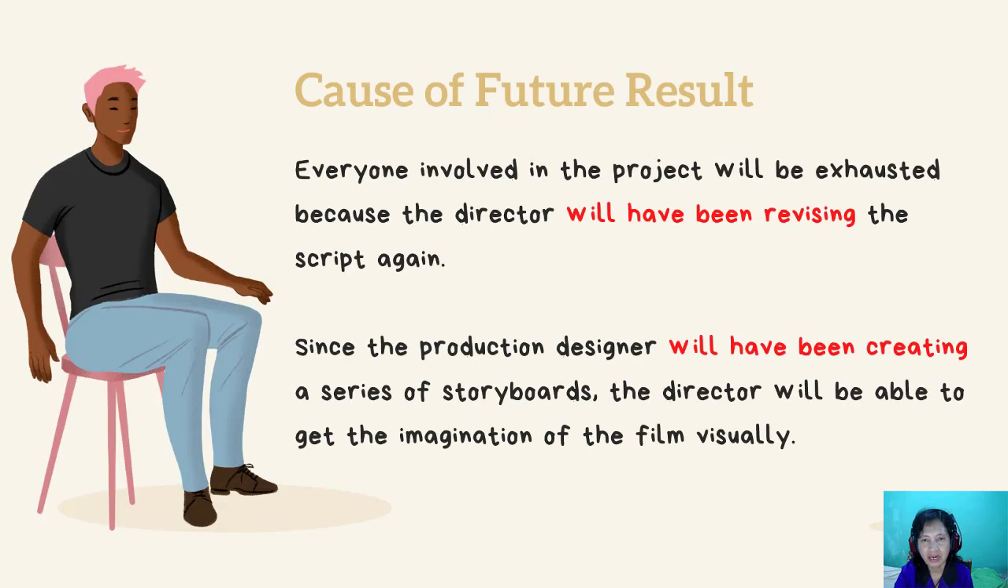The next is cause of future result. The present future perfect continuous talks about the cause for the future result. Because the director will have been revising the script again, everyone involved in the project will be exhausted. This is the future result. Since the production designer will have been creating a series of storyboards, the director will be able to get the imagination of the film visually. So this is the cause, and this is the future.